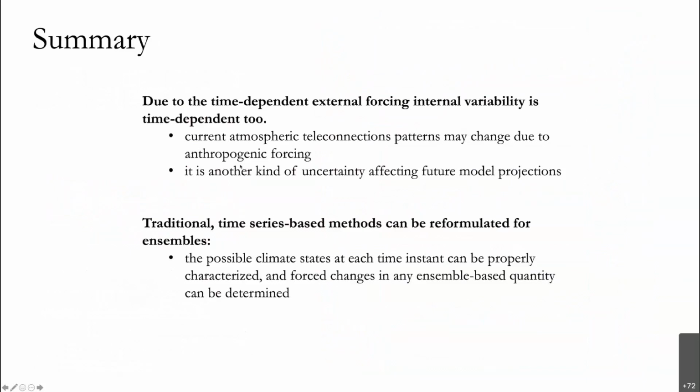So as a summary, at the first side of the presentation, we learned that current atmospheric teleconnection patterns may change due to anthropogenic forcing, and it's another kind of uncertainty affecting future model predictions, and it needs to be taken into account. And importantly, any traditional time series-based analysis can be reformulated using the snapshot view, so taken over the ensemble instead of the time axis, because possible climate states at each time instant can be properly characterized in this way. And I would like to show some references for further learning.